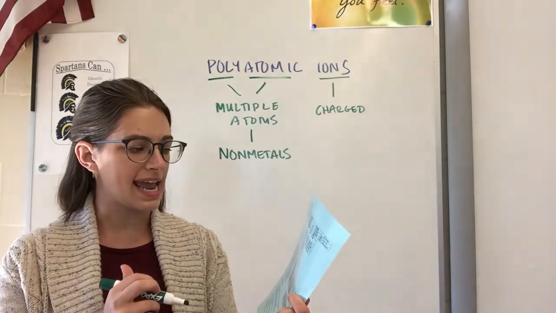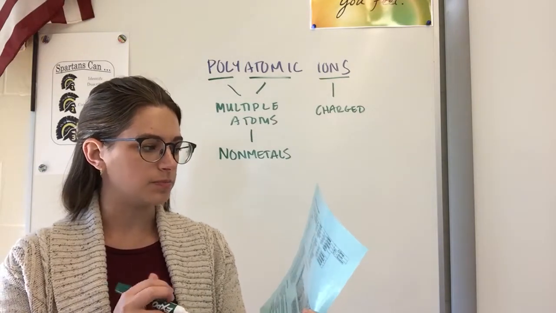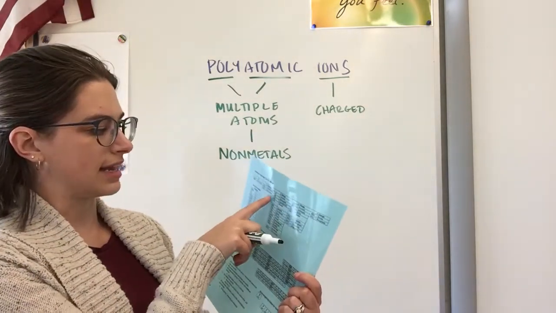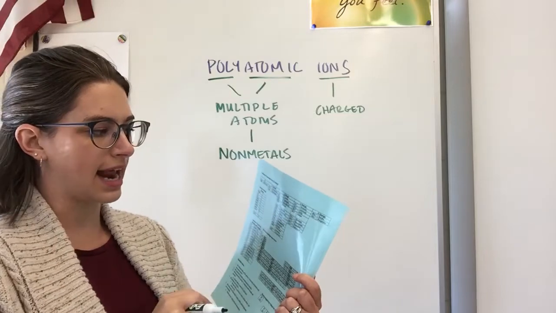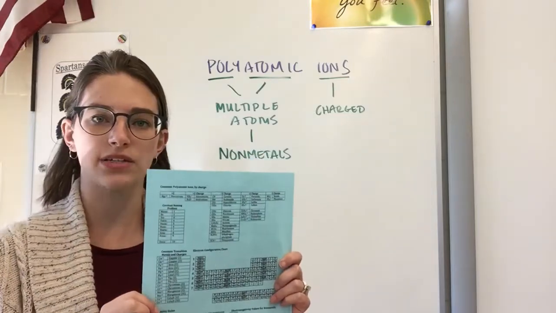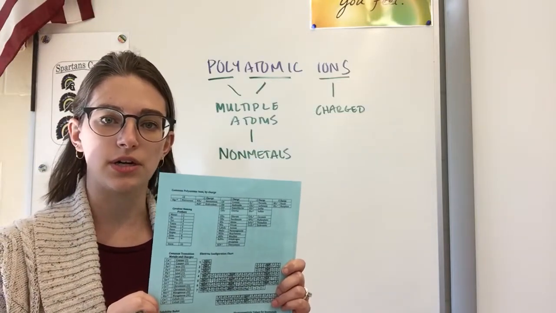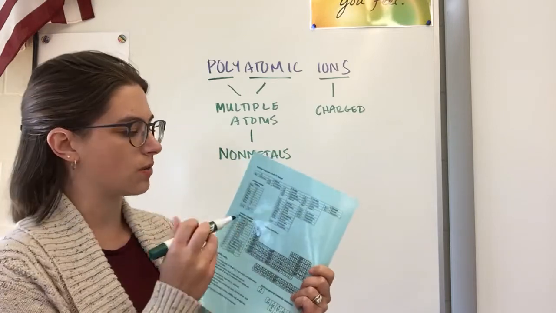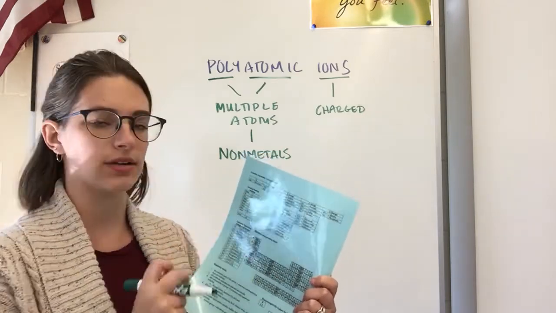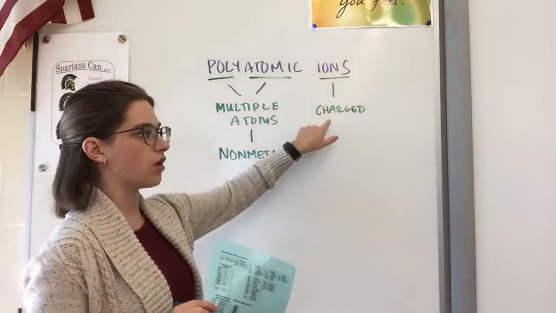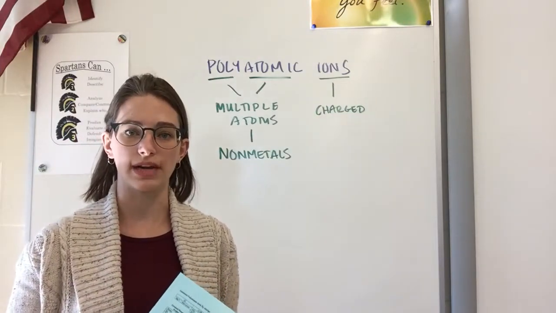Most of them end in ate or ite. Some of them end in ium, a couple of them end in ide, but most of them end in ate or ite. And those are going to be your polyatomic ions. So know that these are multiple nonmetals bonded together, but they overall have either a positive or a negative charge.